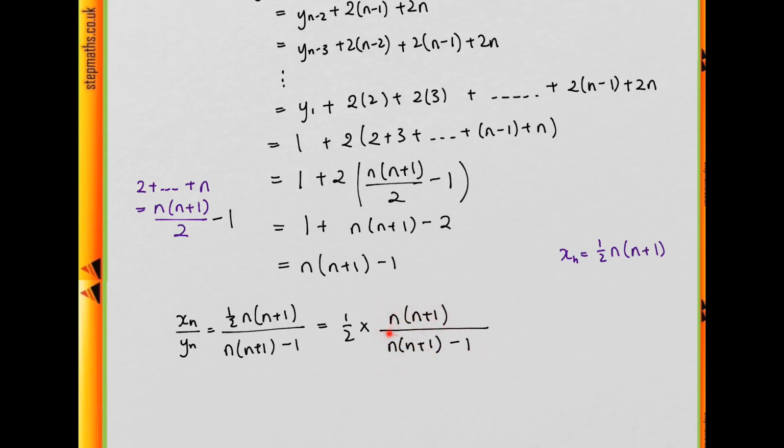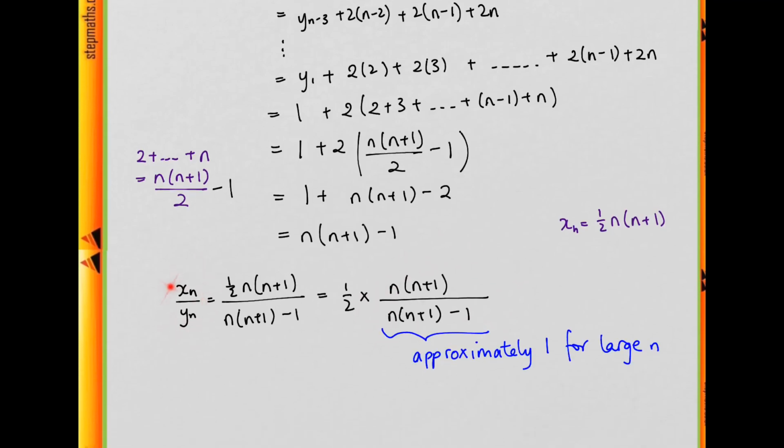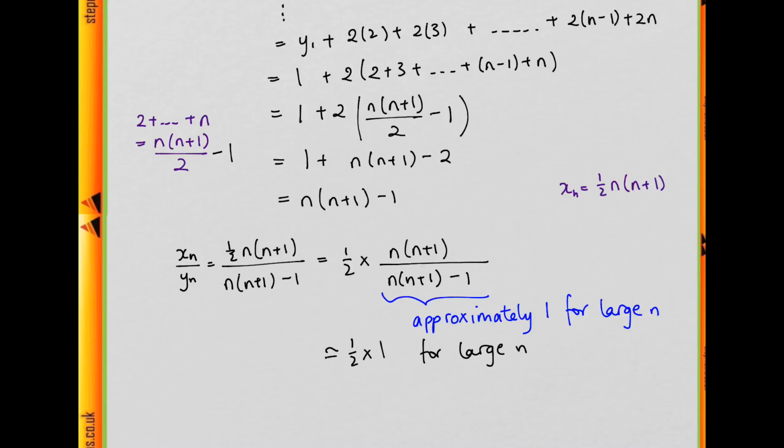And when n is very large, then this minus 1 is going to become irrelevant. And this fraction here is going to be approximately 1. And so we see that xn over yn is going to be approximately a half times 1, i.e. xn over yn is approximately a half.